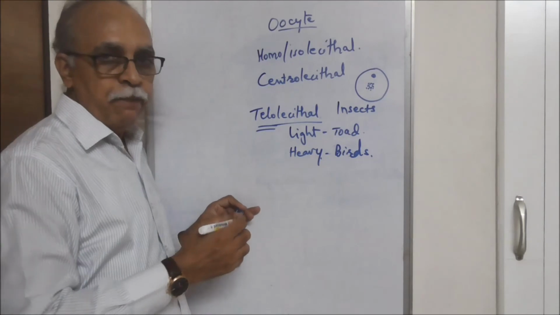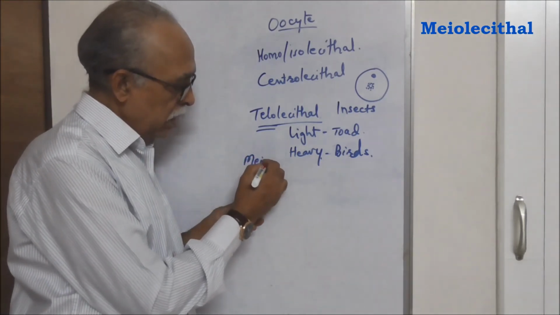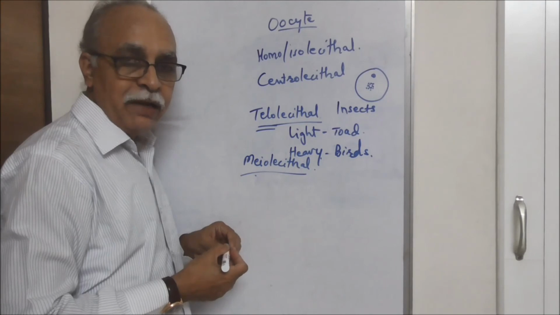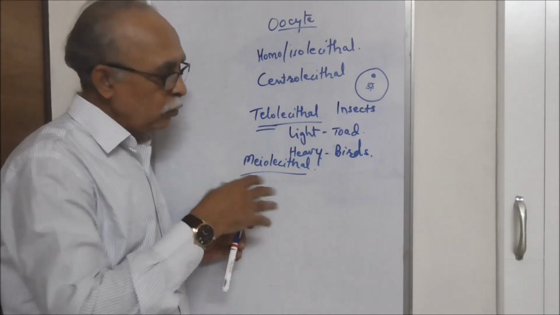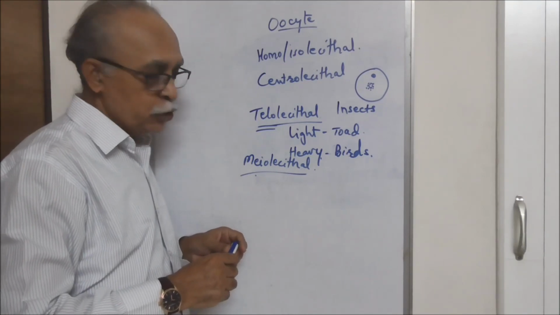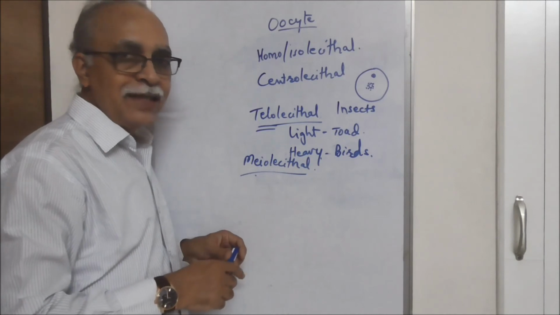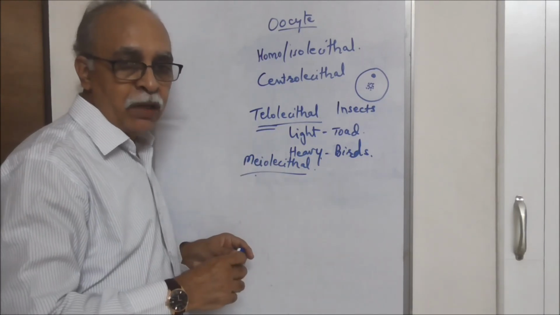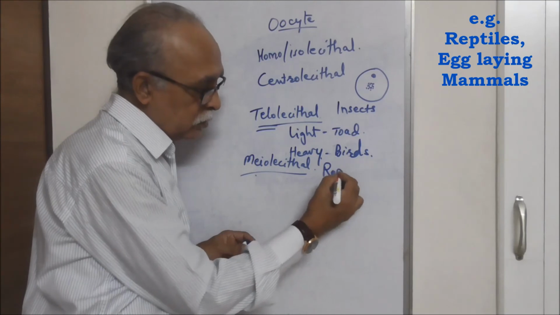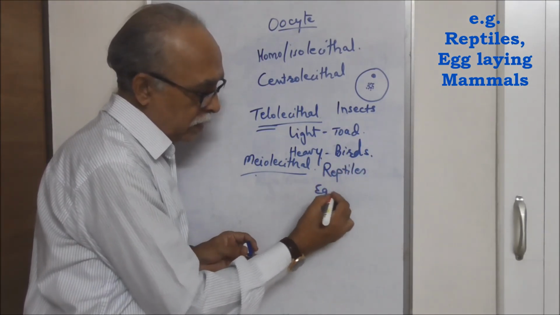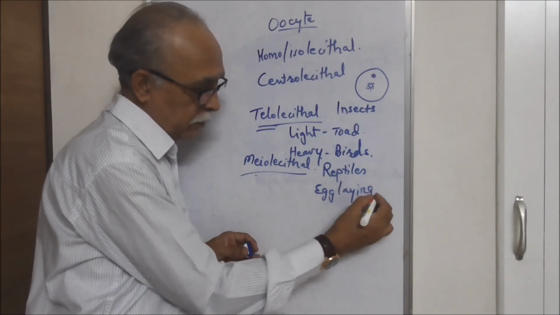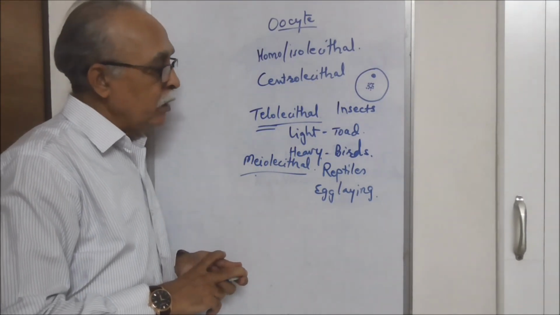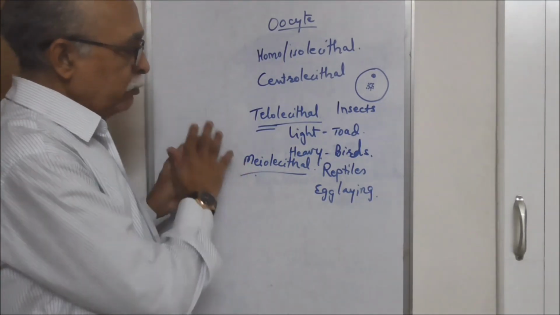There is one unique type. It's called the myo or myolecithal egg, wherein a large amount of yolk is contained right in the center of the cell. It almost occupies the cell. Cytoplasm and nucleus are pushed towards the periphery. So the major part of the cell is occupied by the yolk, and cytoplasm and nucleus occupy the peripheral component. Examples could be reptiles or egg-laying mammals. That's an example of the myolecithal egg cell. This is the classification of eggs on the basis of distribution of yolk.